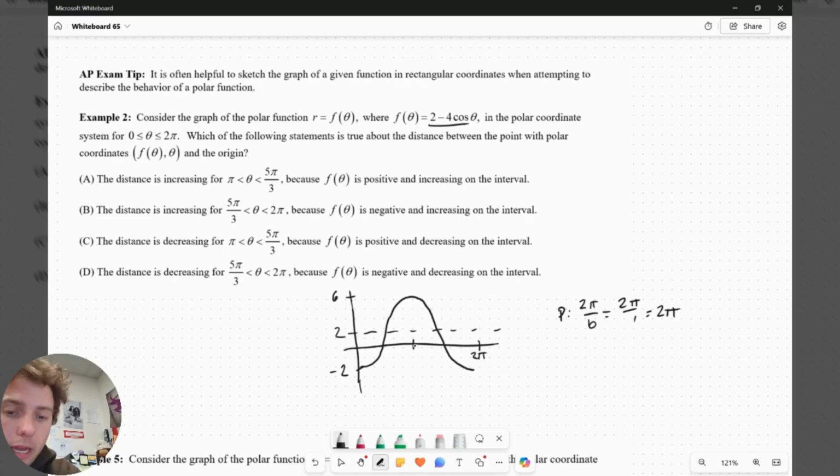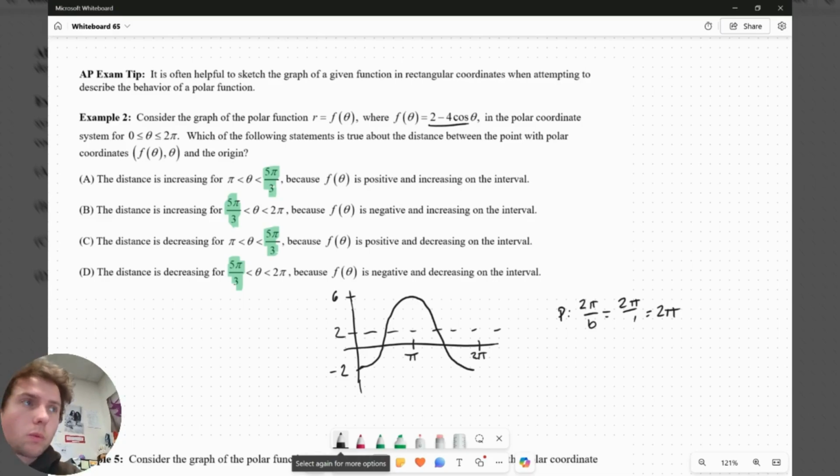You might label some of the values on your x-axis. We know the maximum is going to occur at pi. But the other value they're showing us when I look at these answer choices is 5 pi thirds. That pops up quite a few times. One thing you can do to figure out where that is on your graph is plug that value in. By plugging it in, we're going to figure out its actual location. So, doing that, we end up getting 2 minus 4 cosine of 5 pi thirds.